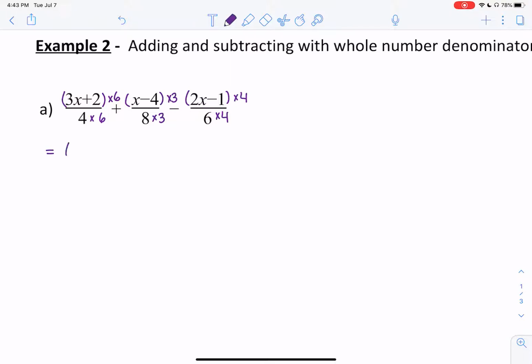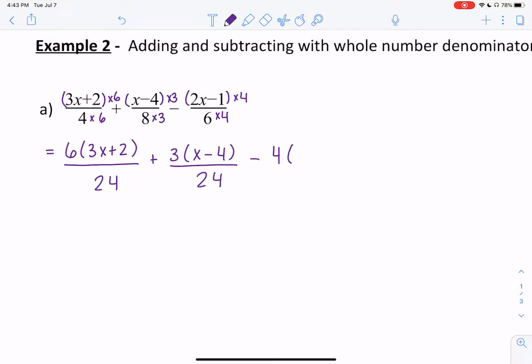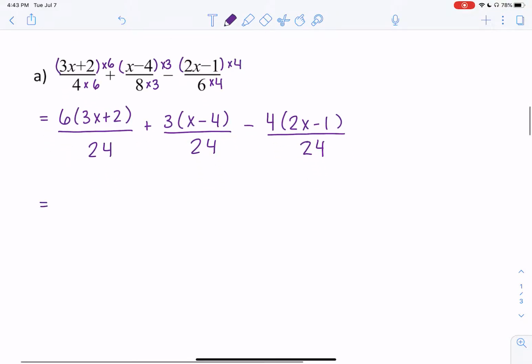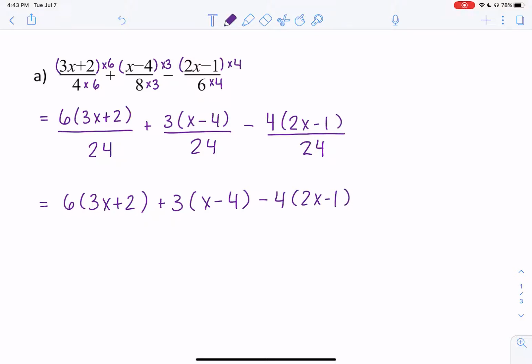So that will give us 6(3x + 2) all over 24, plus (3x - 4) all over 24, minus 4(2x - 1) all over 24. Now, just like above, we can keep our denominator, and then we just add and subtract our numerators. And that's all over 24.